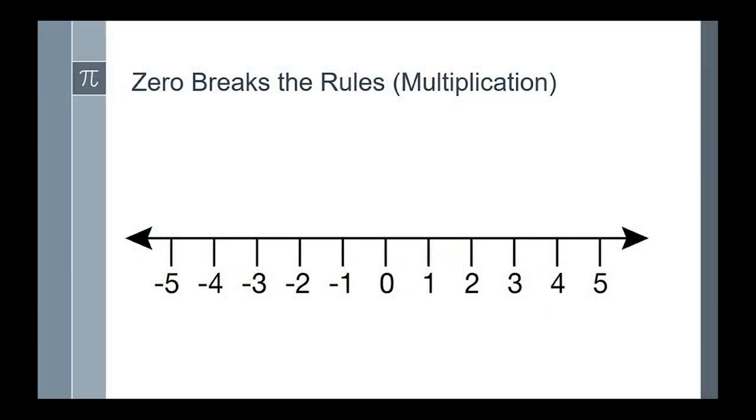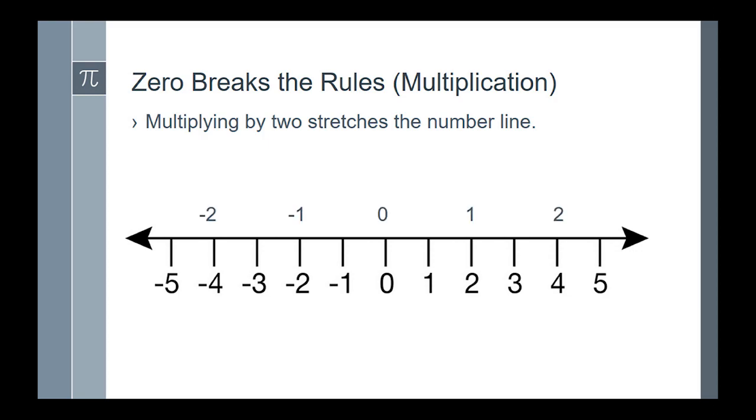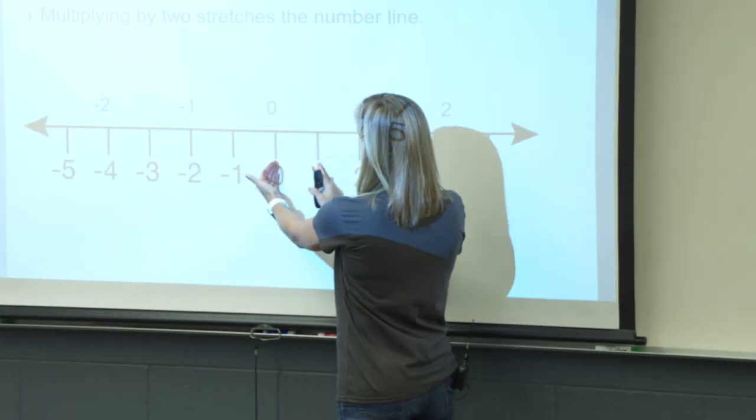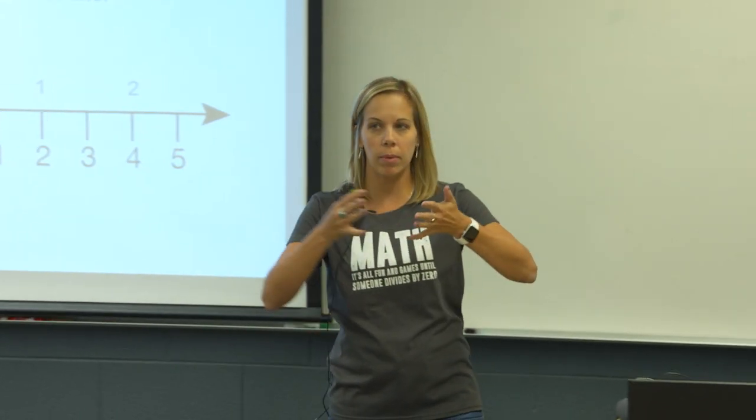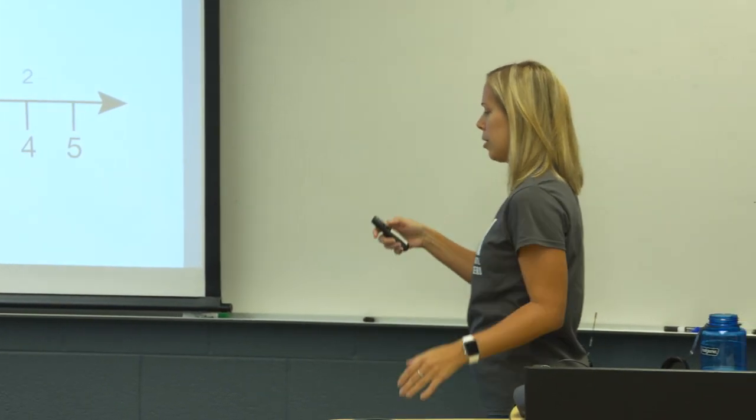Now with multiplication, again, we have this issue where other numbers are doing things that 0 doesn't seem to do. So for instance, when we multiply by 2, we're essentially stretching the number line out. We're making it larger. We're making the space between 0 and 1 bigger. So in between 0 and 1 now, that space up here is twice as big. So multiplying by 2, this number line is getting bigger.